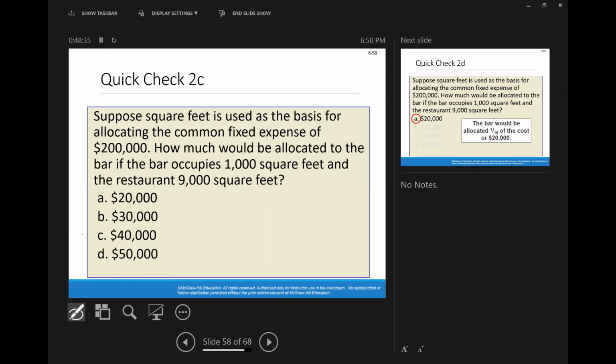Let's do that. Okay, so we have 10,000 as the total, and we have 1,000 as the square feet for the bar. So we have 1,000 divided by 10,000, right? Times the 200,000, which is just 10%. So we're going to have 20,000. So if we were to allocate that fixed expense that's not traceable, that's what would happen. You would have an additional 20,000 that would go to the bar.